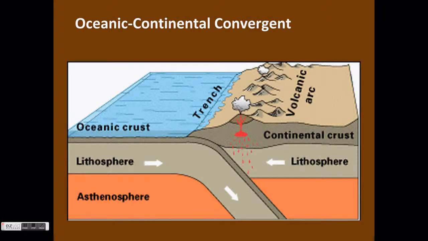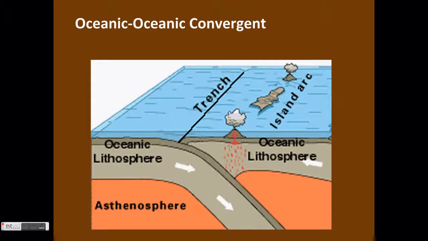When a subduction zone forms at an oceanic-continental boundary, it creates volcanic activity on land. Areas on land where volcanoes are located are often along converging oceanic and continental plates. The second type of convergent plate boundary is when two oceanic plates are converging. This is called an oceanic-oceanic convergent boundary.